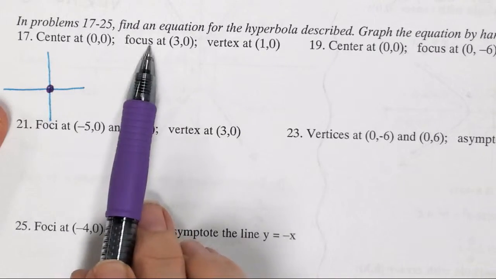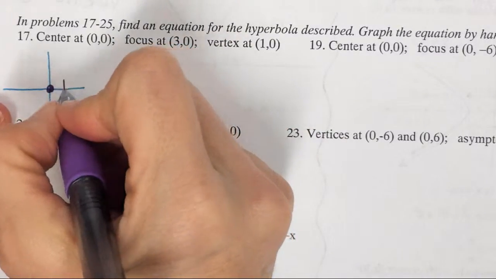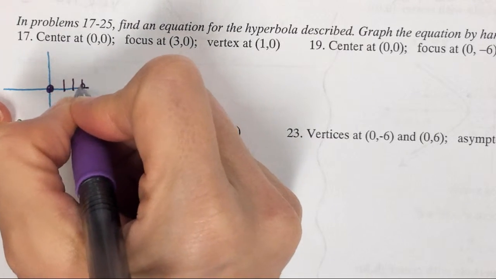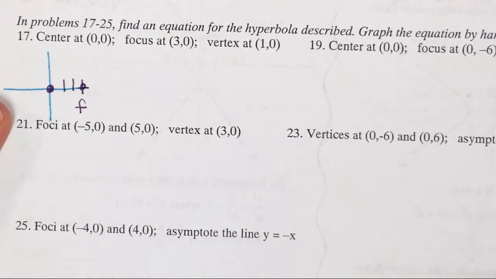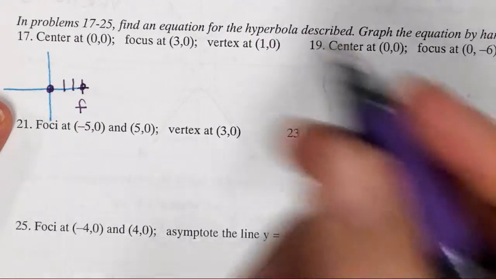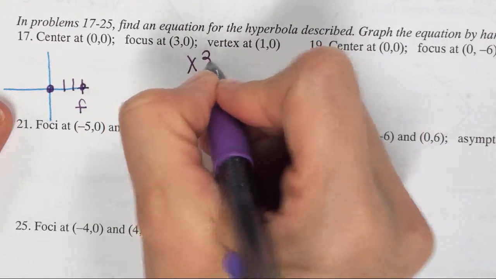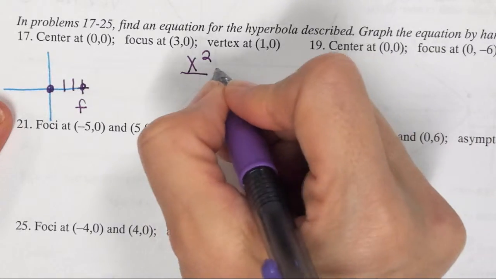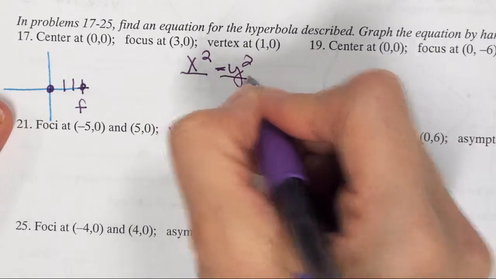They tell me I have a focus at 3, 0. 1, 2, 3. Ooh, do I know which way it's opening now? Yes. Which way is it opening? Up and down or left and right? Left and right. So what letter is going to go first when I write my equation? X. So I already know I'm going to have an x squared over something minus a y squared over something.